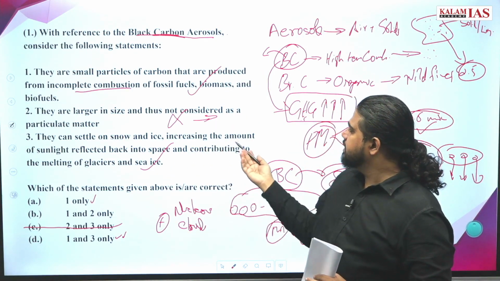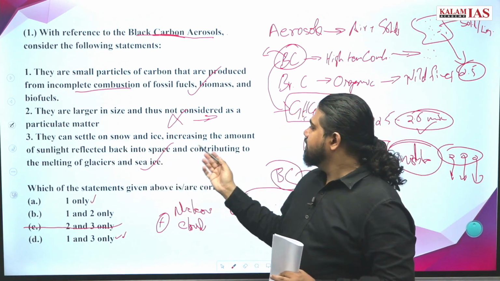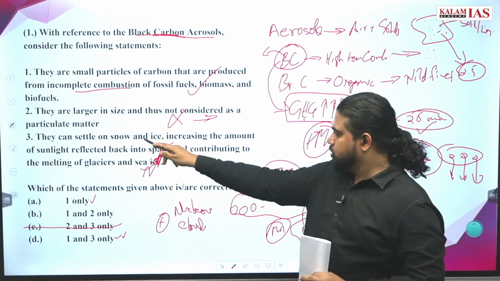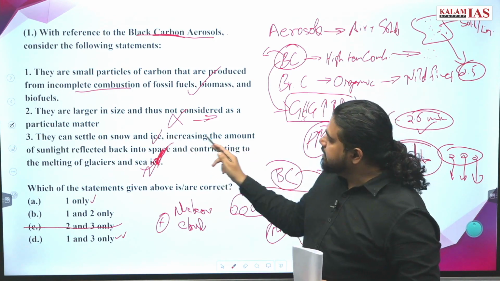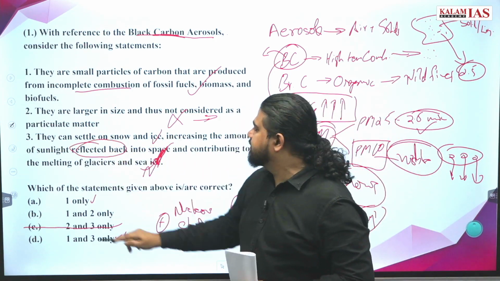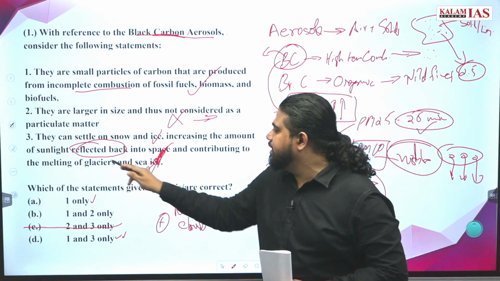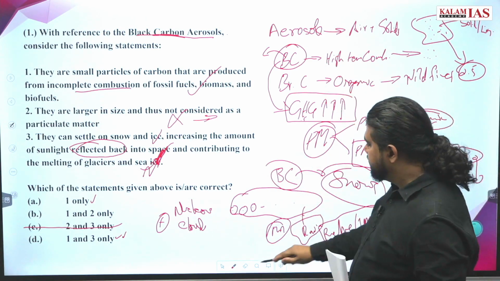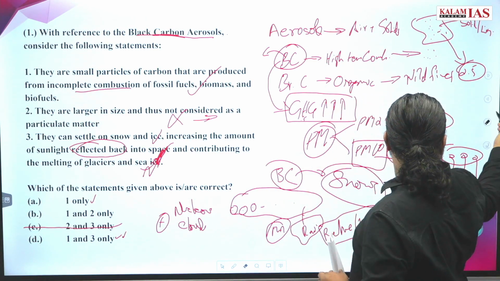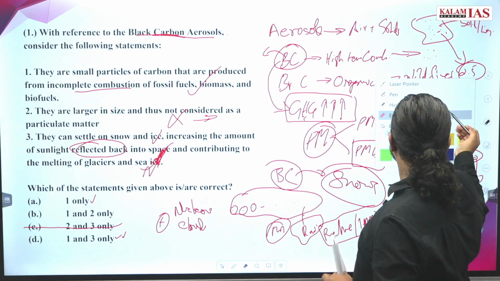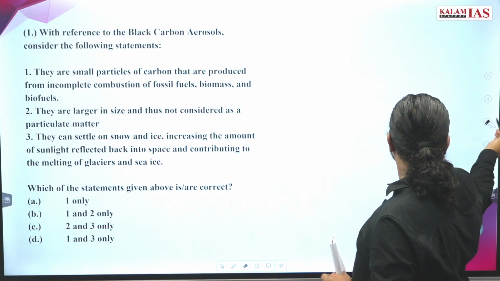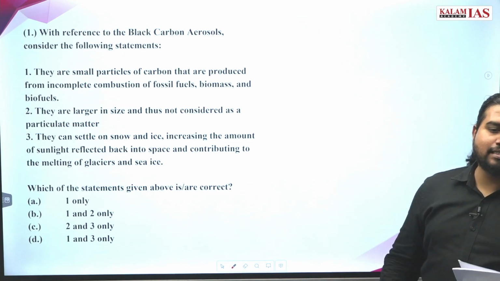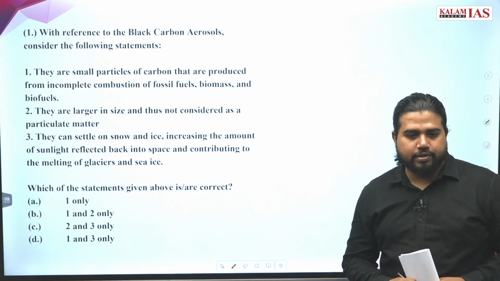Statements 1 and 3. They can settle on snow and ice; this is correct. Increasing the amount of sunlight reflected back into space, contributing to melting of glaciers and sea level rise. Actually this is not right. What is the problem in this? Like how the greenhouse gas effect is heating the earth or heating the atmosphere.